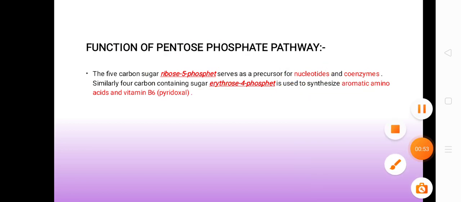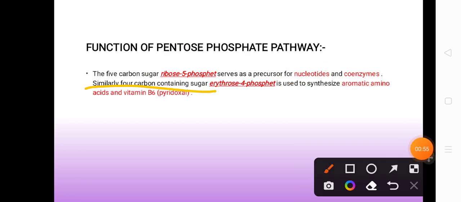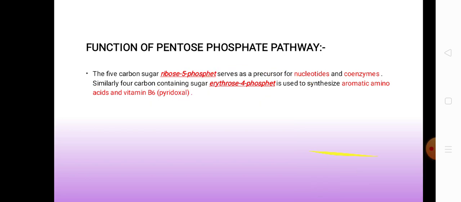Then there is a 4 carbon containing sugar present in the non-oxidative phase of the pentose phosphate pathway, that is erythrose 4-phosphate, which is useful for aromatic amino acid synthesis and vitamin B6, that is pyridoxal, synthesis.